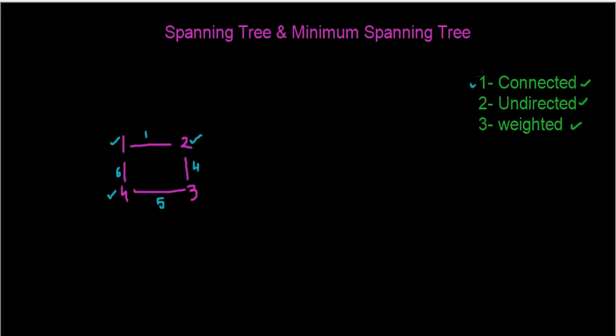So this is a connected graph, and it is an undirected graph since I can travel in both directions, from 1 to 2 and also from 2 to 1. It is connected as well as undirected and weighted. By weighted graph I mean that if I travel from 1 to 2, it will cost me 1, and if I travel from 2 to 3, it will cost me 4. Every edge has some cost assigned to it. So this is a weighted, undirected and connected graph.